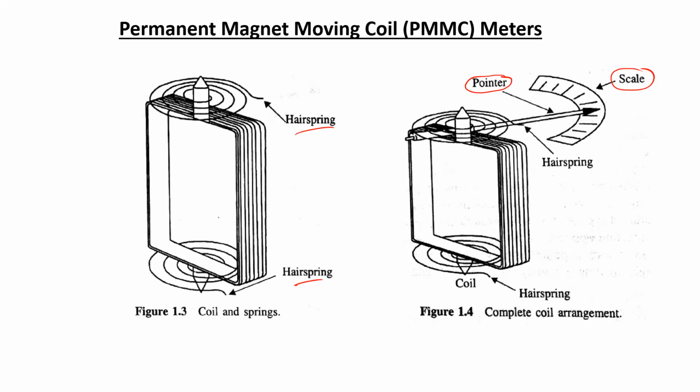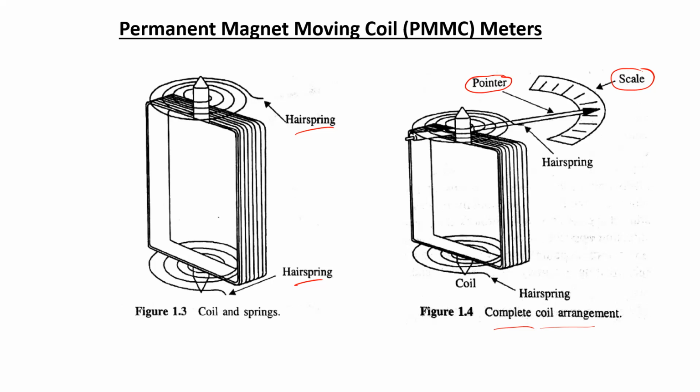So with respect to that, the pointer has to be associated with a scale from where the observer or the user can take some reading. So this last figure actually shows a complete coil arrangement for this sort of moving mechanism.